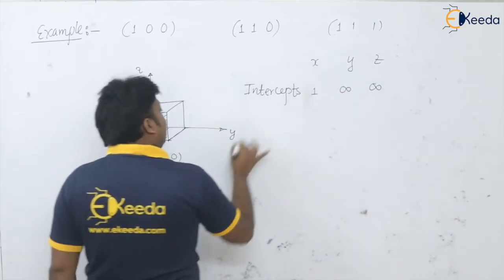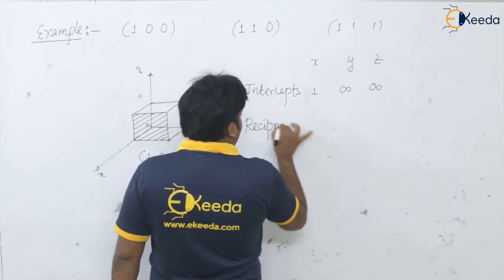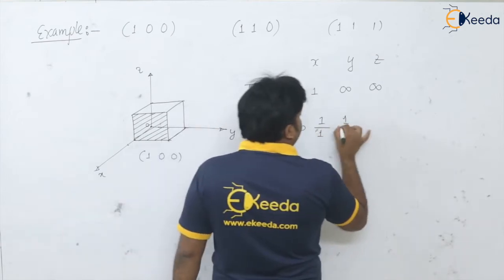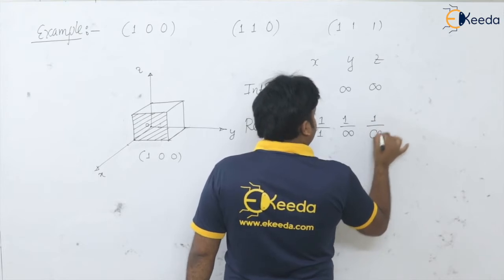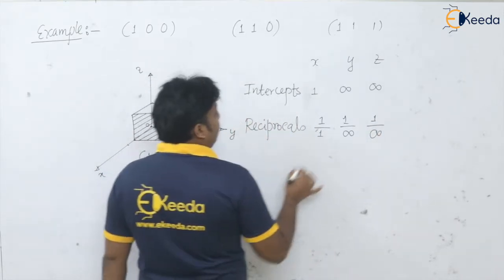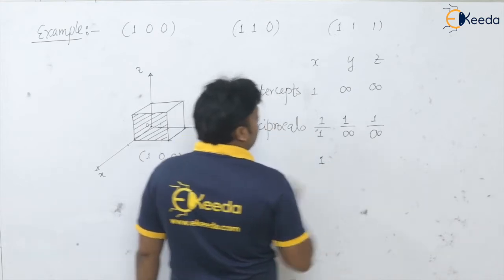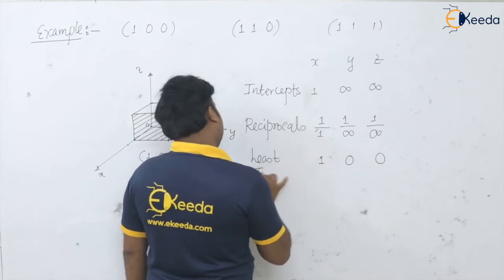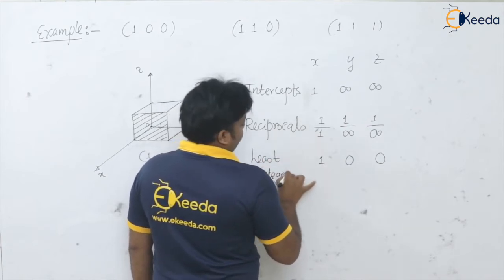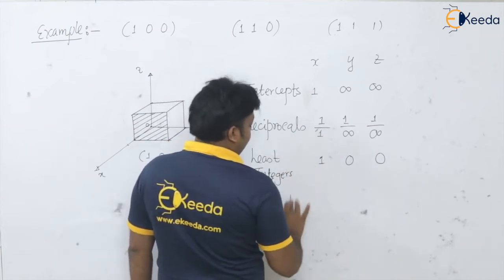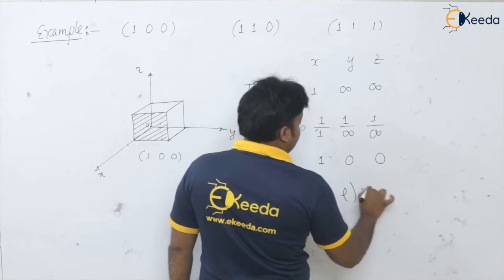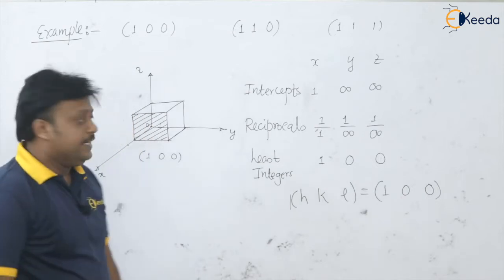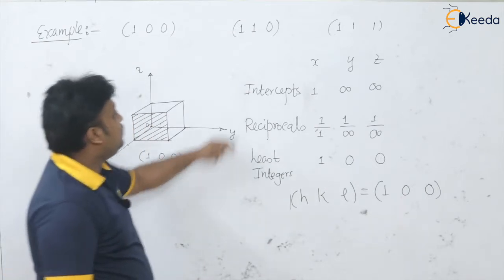Next, we take the reciprocals of the fractions: 1 upon 1, 1 upon infinity and 1 upon infinity. 1 upon 1 gives 1, and 1 upon infinity is 0 and 0. So these are the least integers we got, and these are the Miller indices HKL for this plane: 100. Very simple.